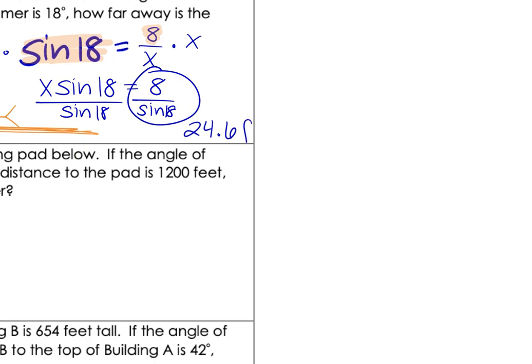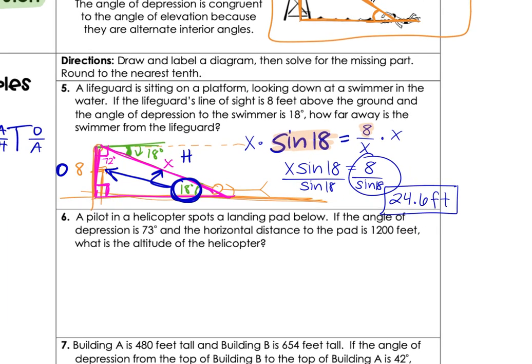24.6 feet. Okay, questions on that? Yep, go. So I used the opposite, so I did tan instead of sine, because I put the x at the bottom, and I also got 24.6. You put x at the bottom? Yeah, because I thought it was how far away, so I was measuring the length.